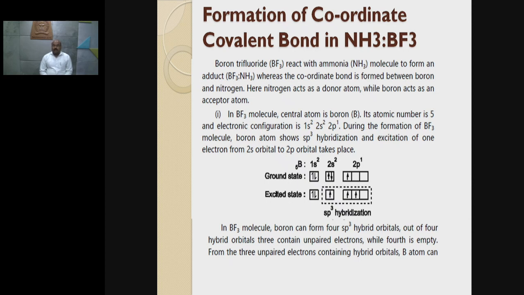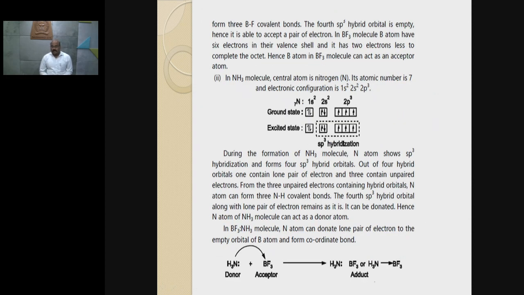In the boron trifluoride molecule, the central atom is boron, whose atomic number is 5, and the electronic configuration is 1s2, 2s2, 2p1. That means during the formation of the BF3 molecule, one electron from the 2s orbital of the boron atom is shifted to the 2p orbital, and there is a creation of 3 unpaired electrons. After the creation of 3 unpaired electrons, the 4 orbitals, the 2s orbital and the 3 p orbitals containing 3 unpaired electrons, can mix with each other by sp3 hybridization. In the BF3 molecule, boron can form 4 sp3 hybrid orbitals. Out of the 4 sp3 hybrid orbitals, 3 contain unpaired electrons and the 4th is empty. Therefore, the 4th empty orbital is available for acceptance of electrons. Hence, we can say that boron can act as an acceptor atom.